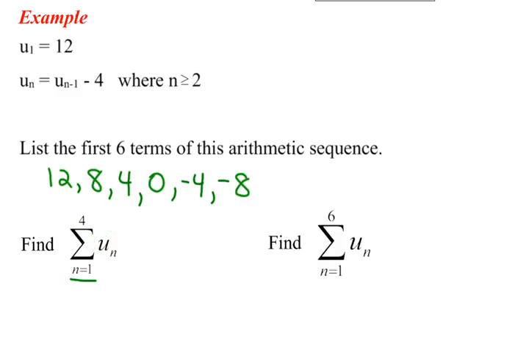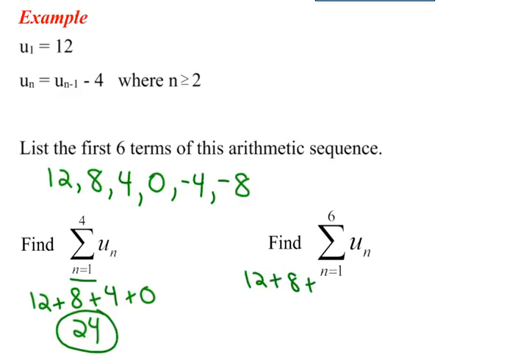Alright, so we have 12 plus 8 plus 4 plus 0. So the sum of the first 4 terms of u sub n equals 24. The second one says find the sum of the first 6 terms of u sub n. So we would add up the first 6 terms. 12 plus 8 plus 4 plus 0 plus negative 4 plus negative 8.